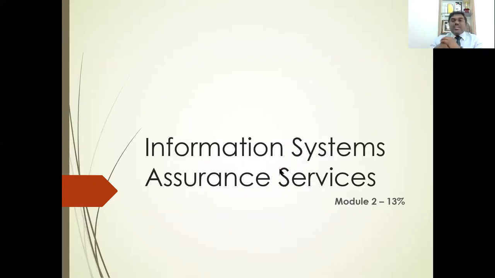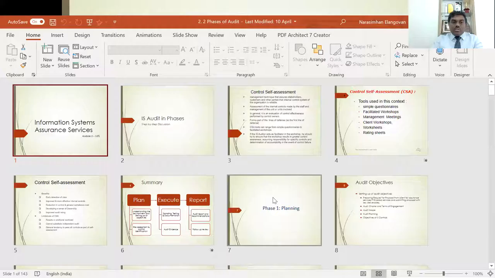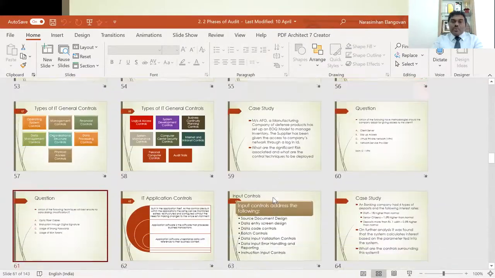In the meanwhile, just give me a minute. Let me also go to the next part of it, which is the phases of IS audit. Let me quickly swap my screen. Yeah. So the last section is the phases of IS audit. The second part we focused more on IT. The last part is your information system assurance services, where we look into the phases of audit. We'll have a step-by-step discussion on the various phases, so that we have a bird's eye view on what exactly happens and get a thought process.